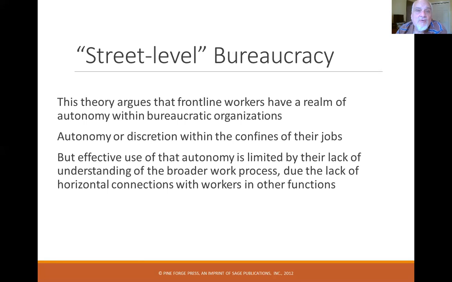It also has been written about for groups like social workers, preachers. Lots of different people have used this kind of idea. So it's within the confines, their autonomy is within the confines of the job, but it might be limited by their concept of the broader picture.